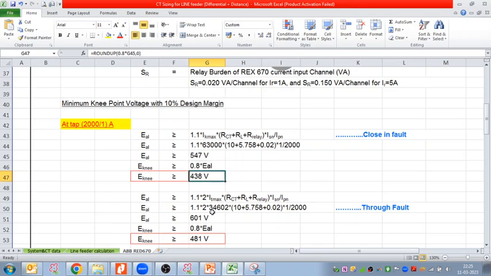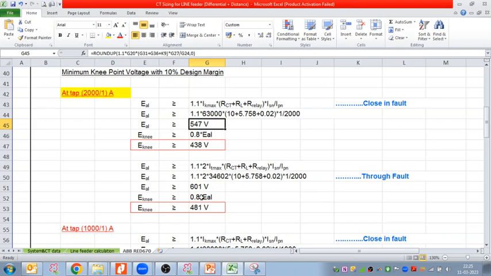That is, in the CT the minimum knee point voltage should be higher than 438 voltage. But for the better case, do not take 438, do not take 547. Here we have already done the 1.1 margin, so it is better to keep 600 voltage or 700 or 800 voltage. That would be better. Anyway, this is exactly the minimum requirement by the relay.